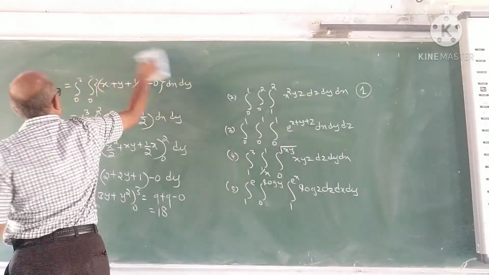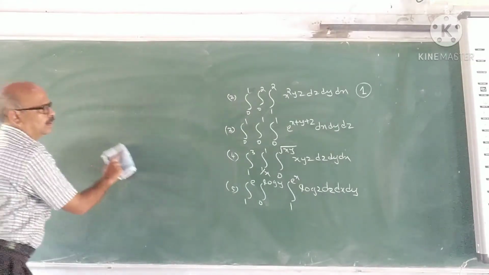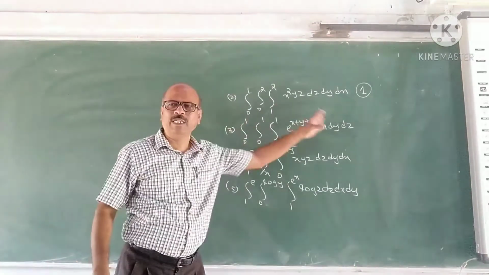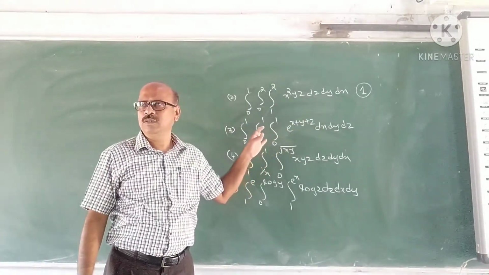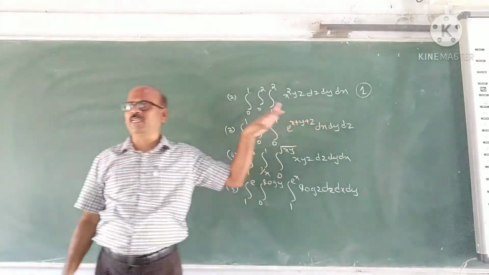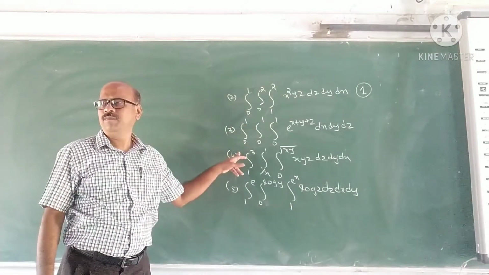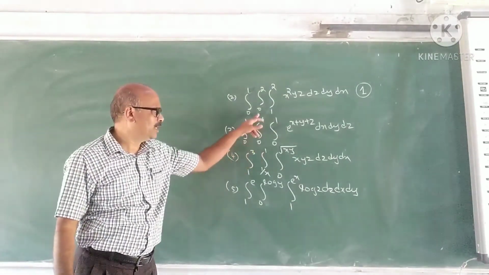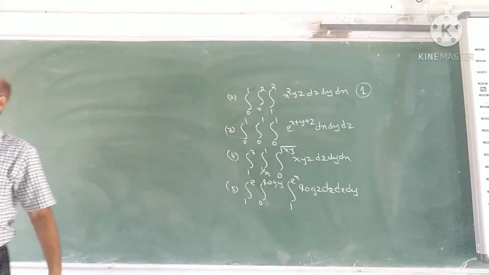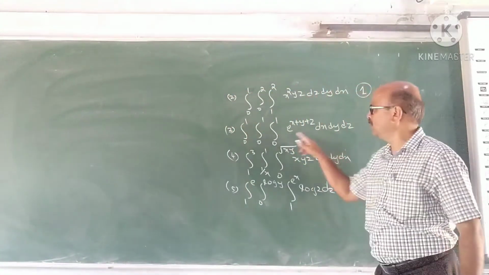Second one exercise. Third one. All the limits are 0 and 1 here, so you can interchange the order of integration also. If the limits are constants, you can change the order of integration, but you have to change the limits accordingly. Here all the limits are 0 and 1, then you can interchange the order of integration. But let us integrate with respect to the given order only.